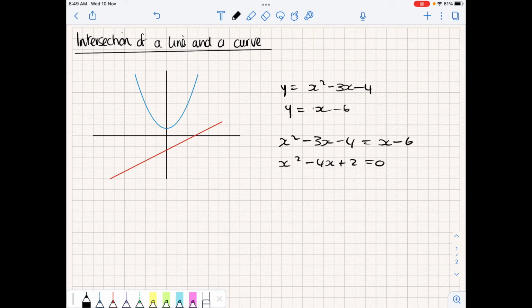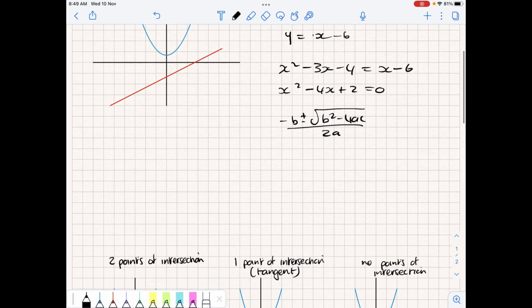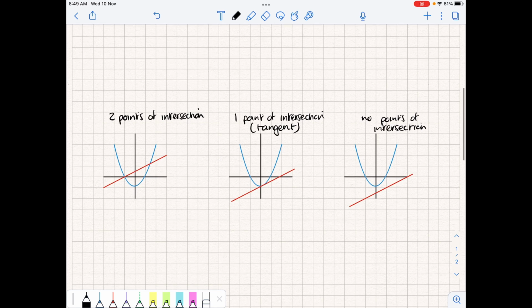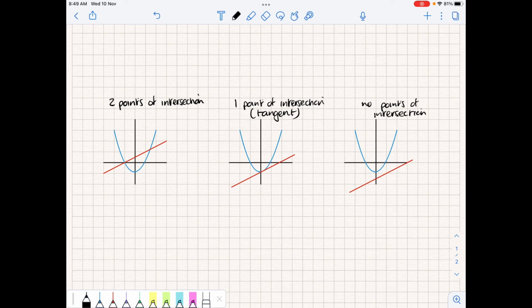It works in the same way that we looked at for the roots of a quadratic equation. So we could use the quadratic formula, minus b plus or minus the square root of b squared minus 4ac, all over 2a, to find the x-coordinates of these two points of intersection, or 1 or 0 depending on the two equations. So in summary, we can have one of three different scenarios: two points of intersection, one point of intersection, which is a tangent, or no points of intersection.